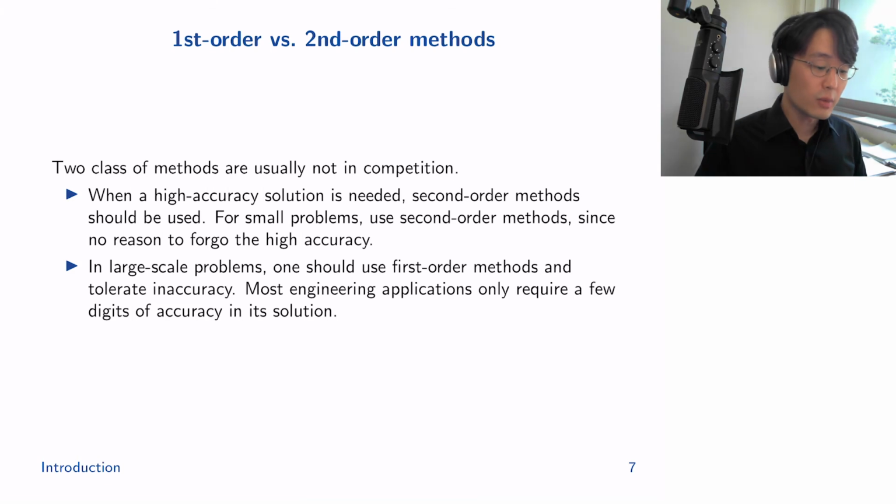So for large-scale problems, second-order methods are infeasible, so you should just use first-order methods for as many iterations as you can afford, and then whatever you get is what you get. And it's not going to be very accurate, but often in many engineering contexts, you only need a few digits of accuracy in your solution, so the inaccurate solution is often sufficiently good.